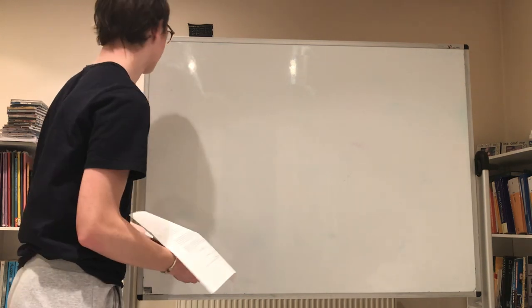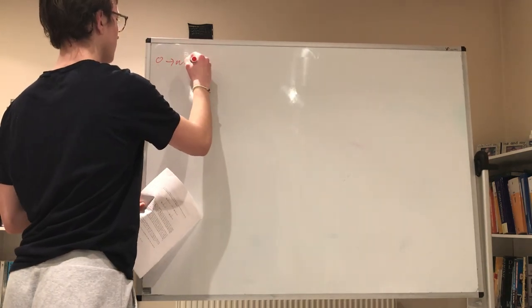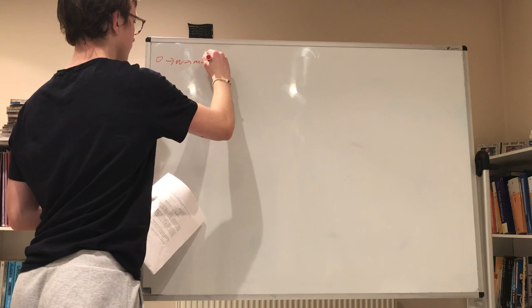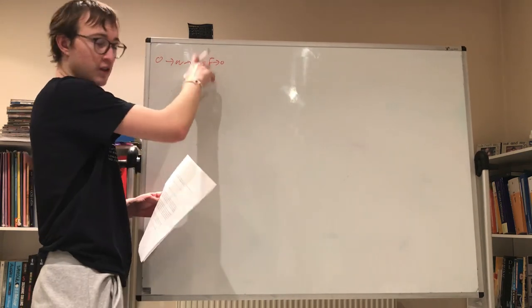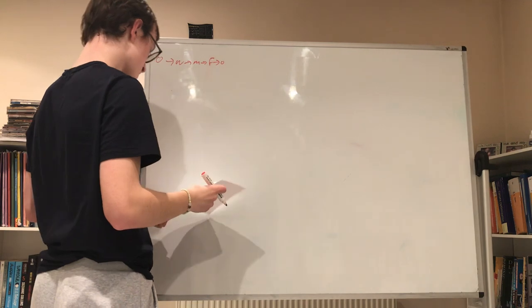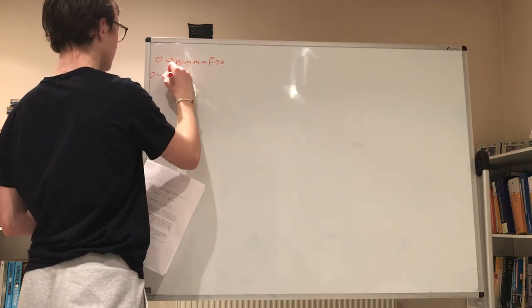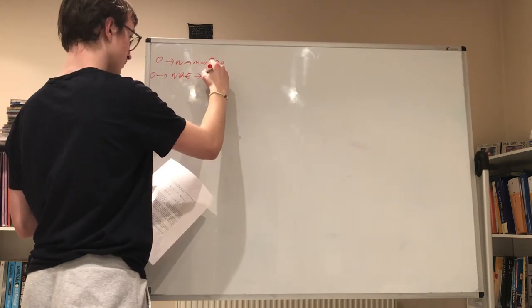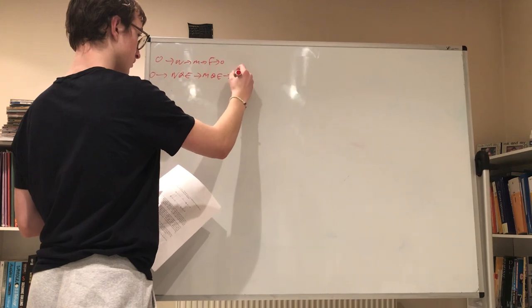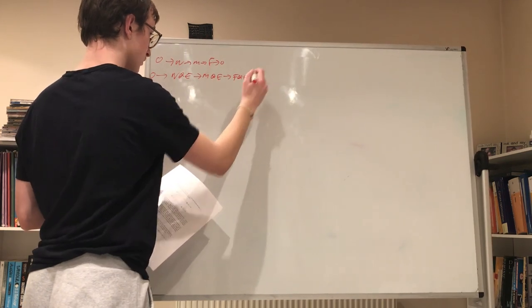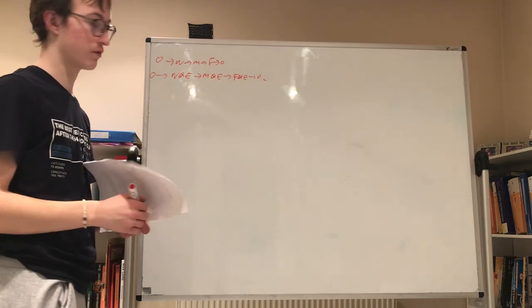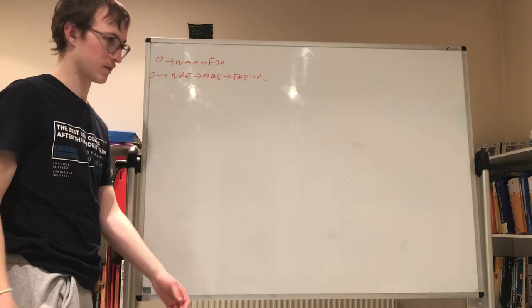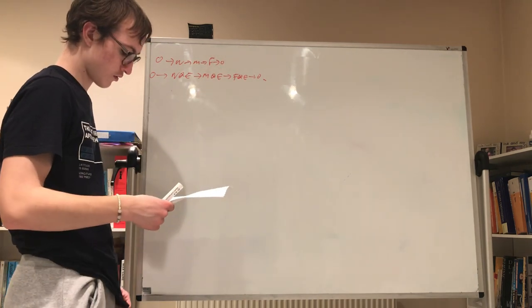Okay, so if we have an exact sequence from 0 to N to M to F to 0, where F is flat, and if this is exact, then we have an exact sequence for any module E as follows. So for any E, this is exact, as long as F is flat.